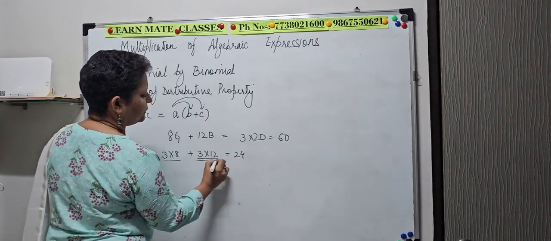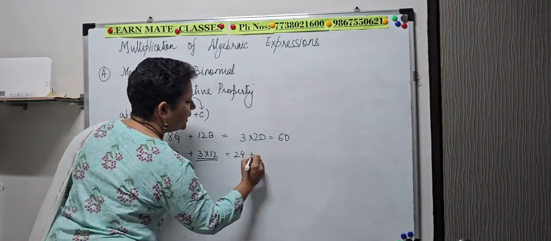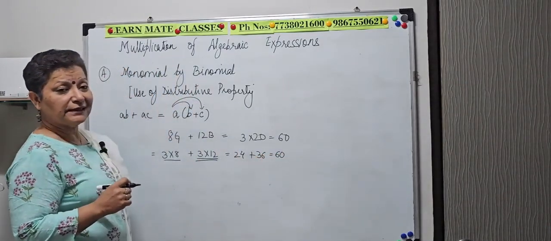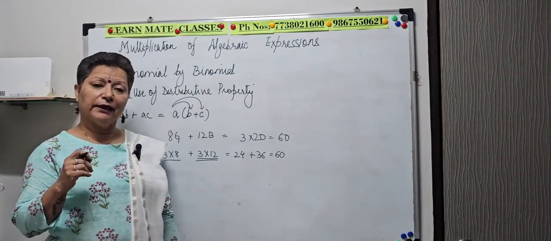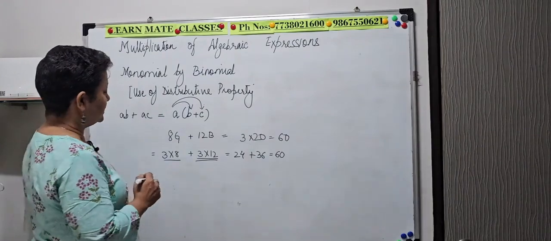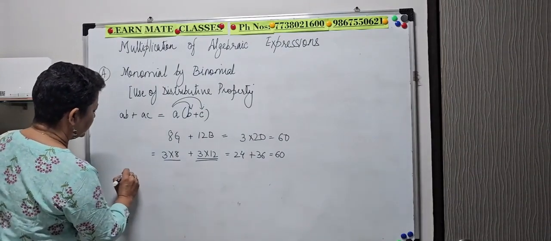And to the boys, I'll give 3 into 12, which is 36. And totally, again, I'm going to be getting 60. So this is the thing which I'm going to keep in mind when I start doing my monomial into binomial multiplication. So let's start with a very simple example.